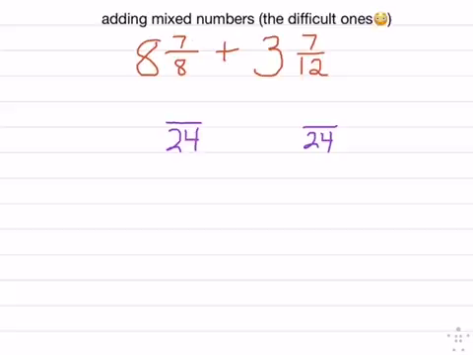So I think to myself on the left side, how did I get from 8 to 24? Yep, I multiplied by 3. So I'm going to do the same to the top to get 21 over 24. On the right side, how did I get from 12 to 24? I multiplied by 2, so I'm going to do the same on the top.